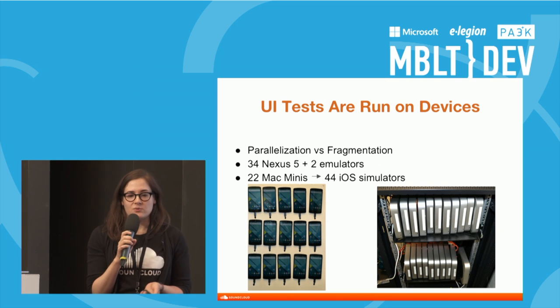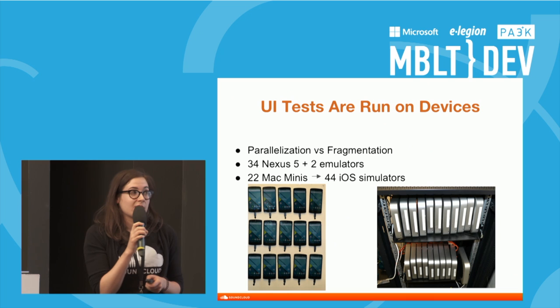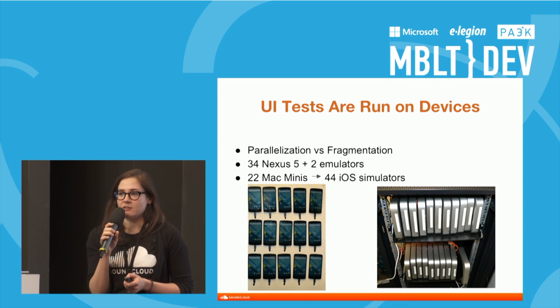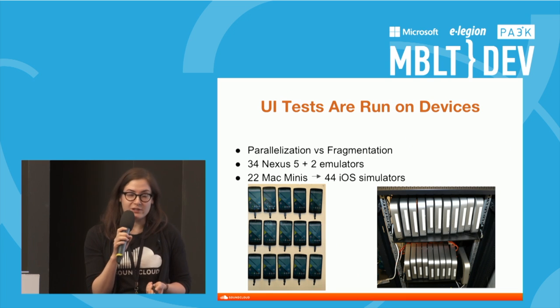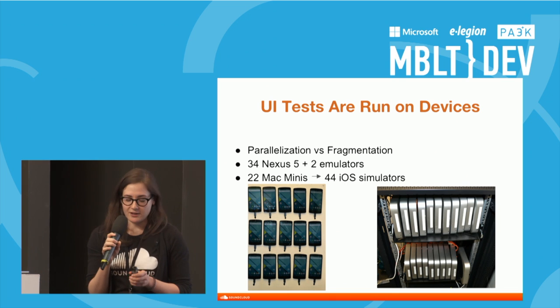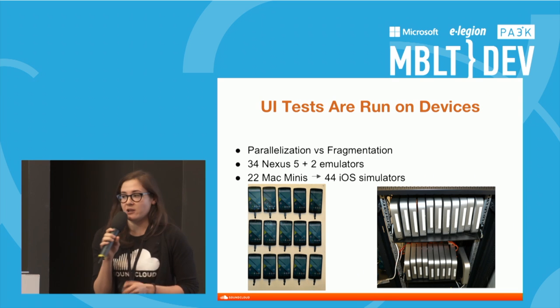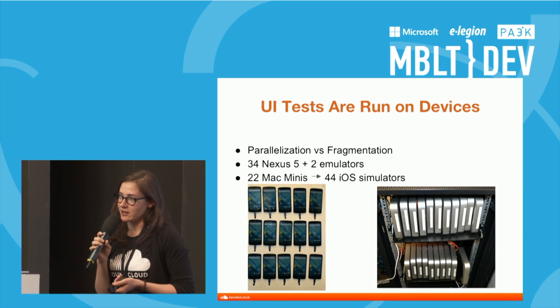To do this, we have 34 Nexus 5 devices, which are all running Lollipop, as well as 2 emulators, and I'll explain later why we use 2 emulators. For iOS, we have 22 Mac Minis. Each of those is running a VM, so we have 44 iOS simulators running iOS 8.3.